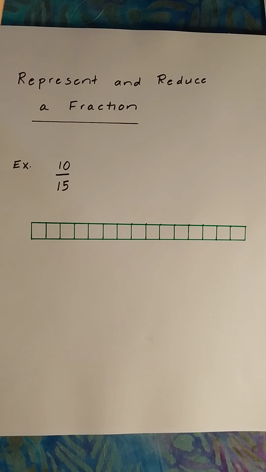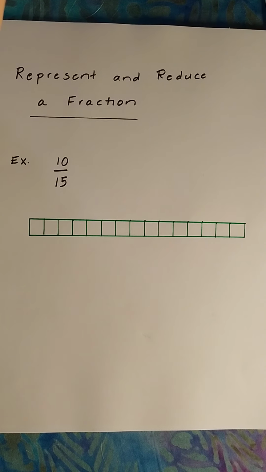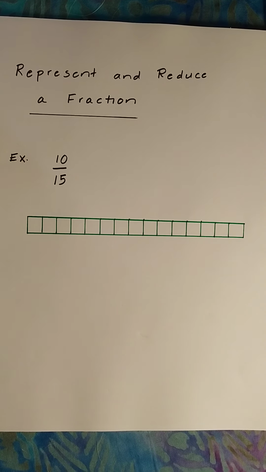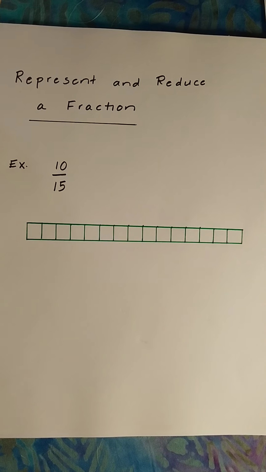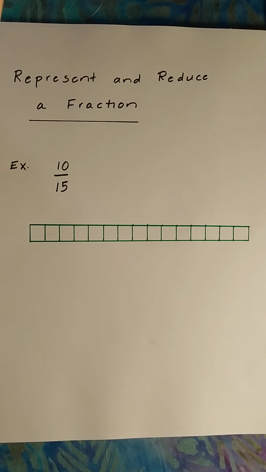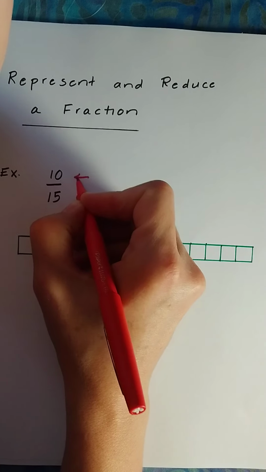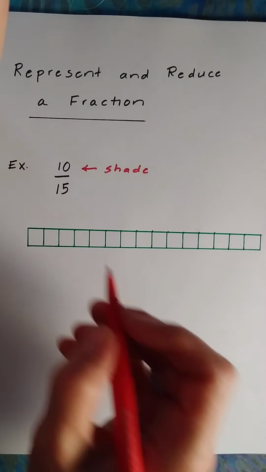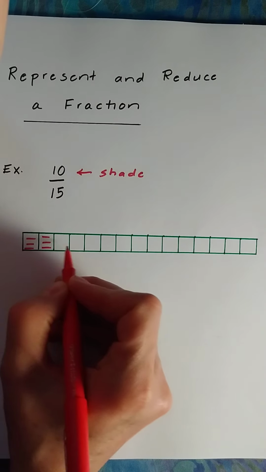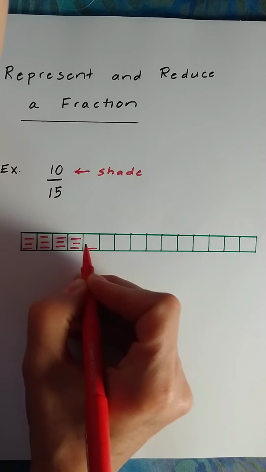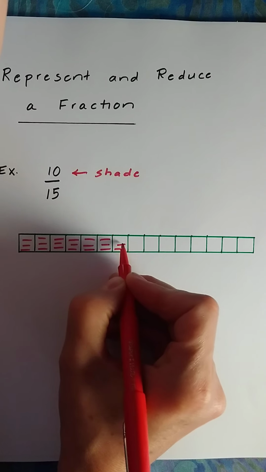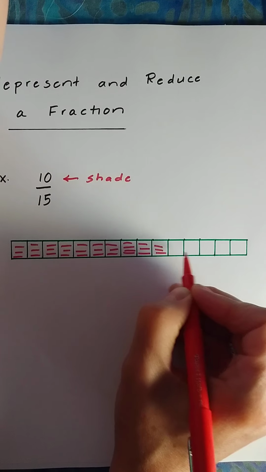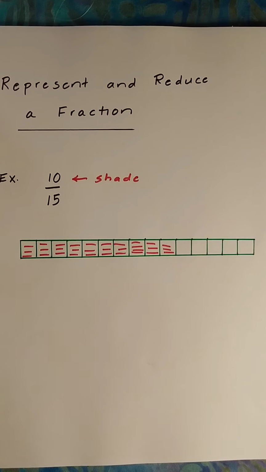This second example, if you notice, the denominator is 15. And now you can really appreciate why I drew these ahead of time, because I needed to create 15 equal parts. And now I am going to shade, based on the numerator, 10 of those. Okay, so I've got my 10 shaded.